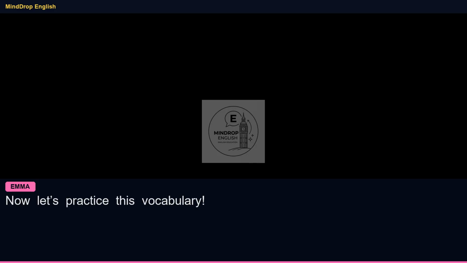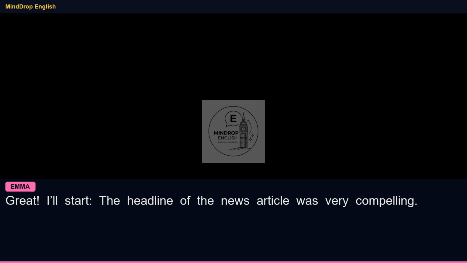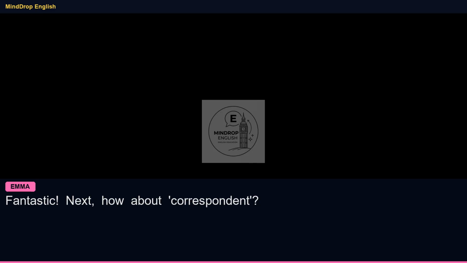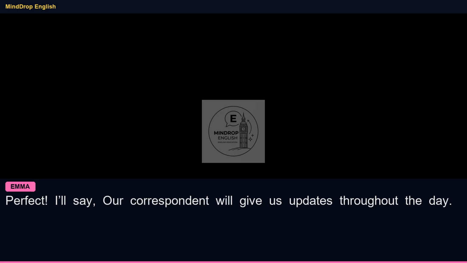Now let's practice this vocabulary. I'm excited. What's the plan? Let's create sentences using our target words. I'm ready. How about we start with headline? Great. I'll start. The headline of the news article was very compelling. My turn. The headlines often tell the most important news first. Fantastic. Next, how about correspondent? The correspondent reported live from the scene of the event. Perfect. I'll say, our correspondent will give us updates throughout the day.